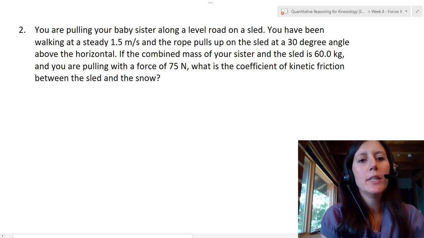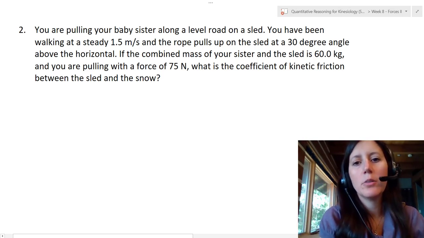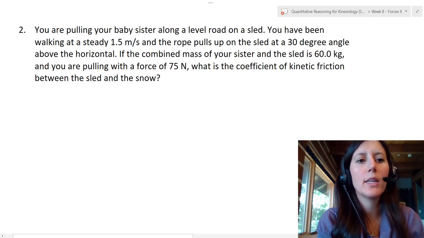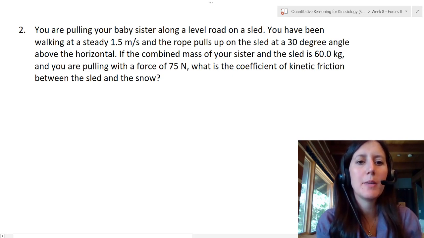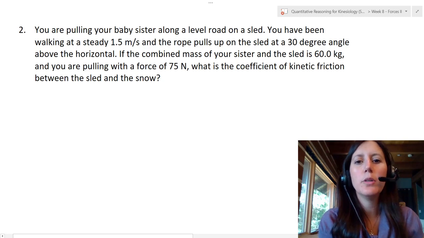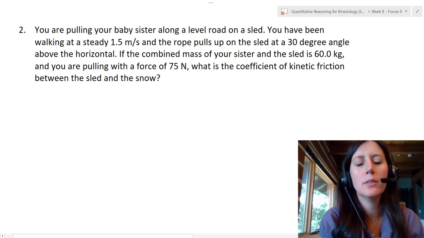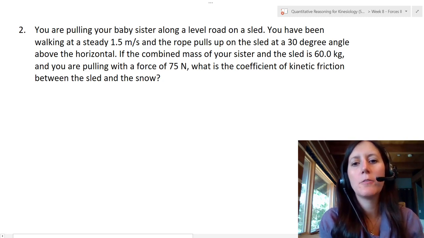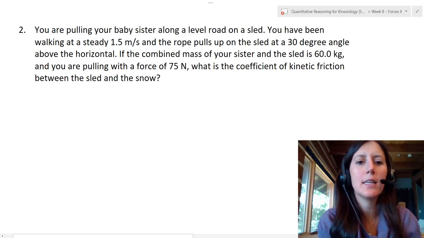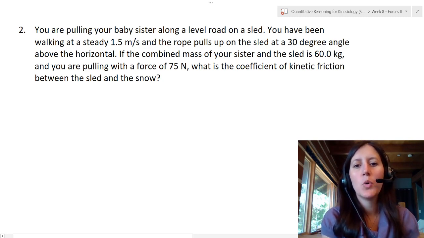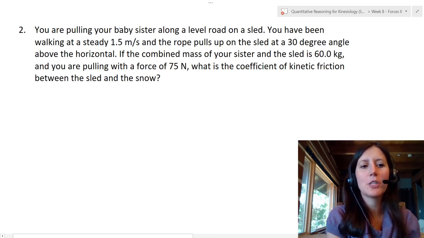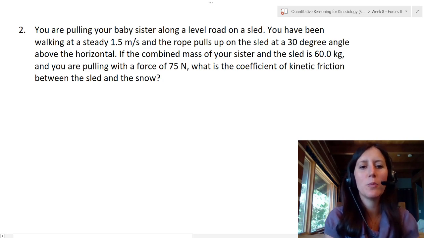All right, so you're pulling your baby sister along a level road on a sled. You've been walking at a steady 1.5 meters per second, and the rope pulls up on the sled at a 30-degree angle above the horizontal. If the combined mass of your sister and the sled is 60 kilograms, and you're pulling with a force of 75 newtons, what is the coefficient of kinetic friction between the sled and the snow?